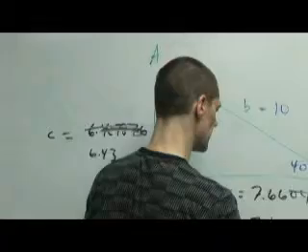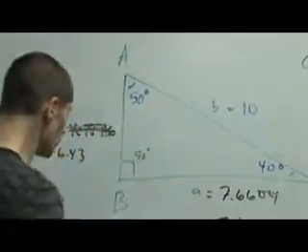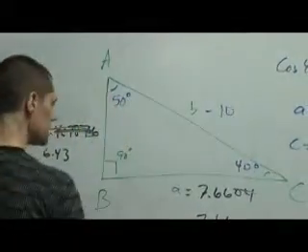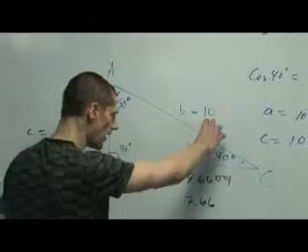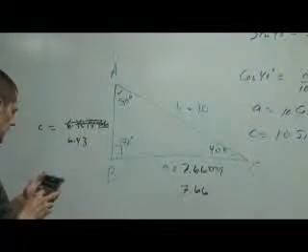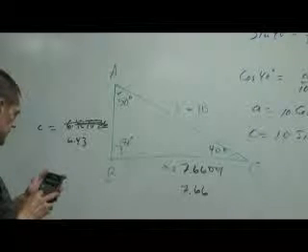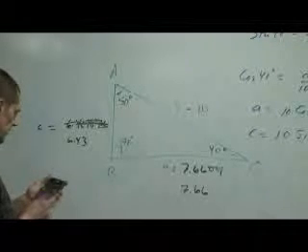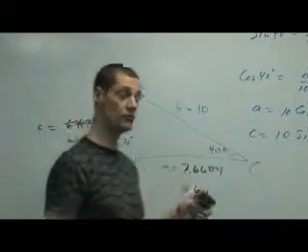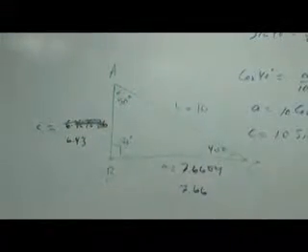This is 7.66. Should we be a little careful? Should we make sure we didn't screw something up? Isn't it the case that this squared plus this squared should equal this squared, which is 100? Let's find out. 6.43 squared plus 7.66 squared. This says it's equal to 100.0205. Did I screw something up?